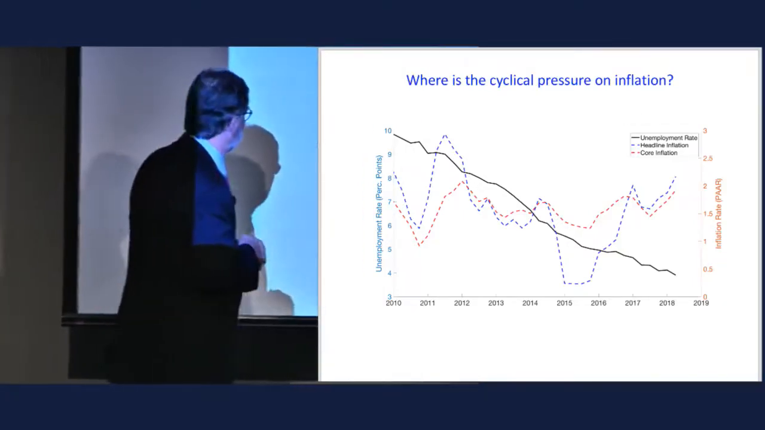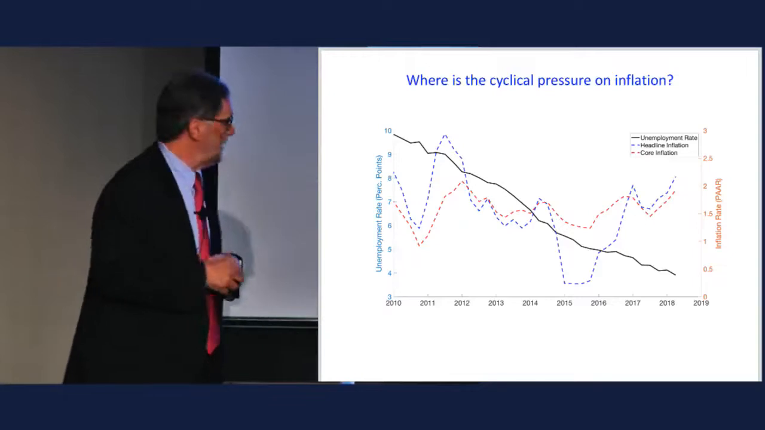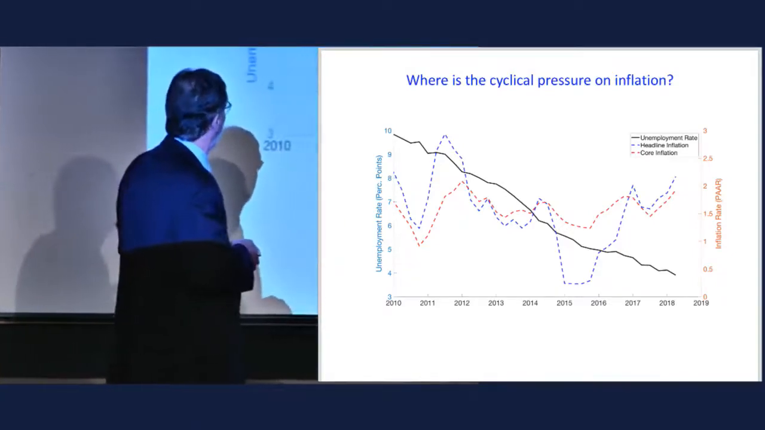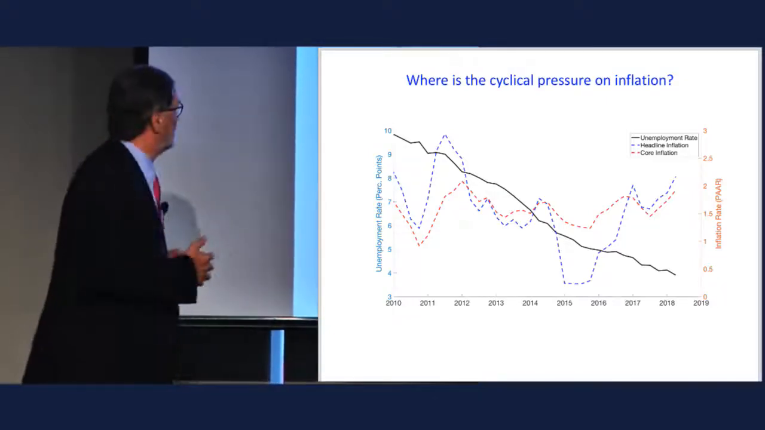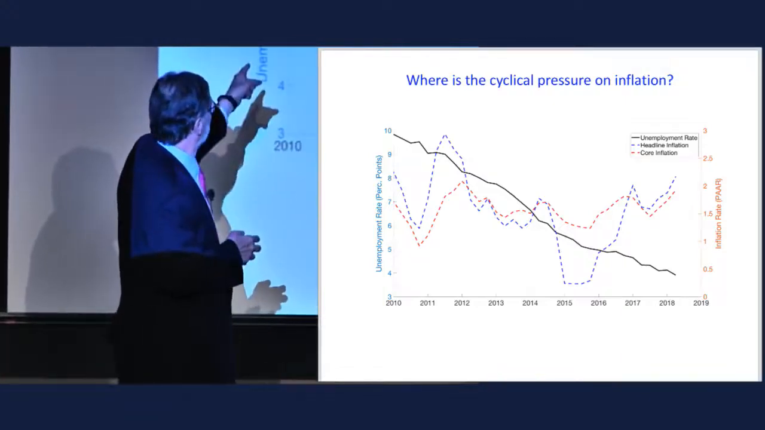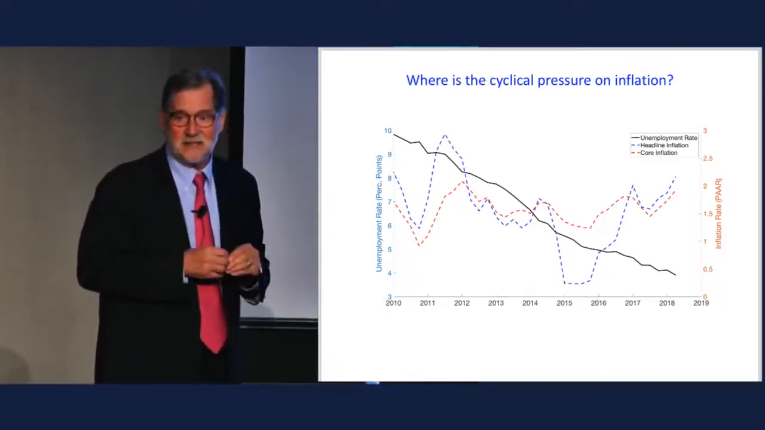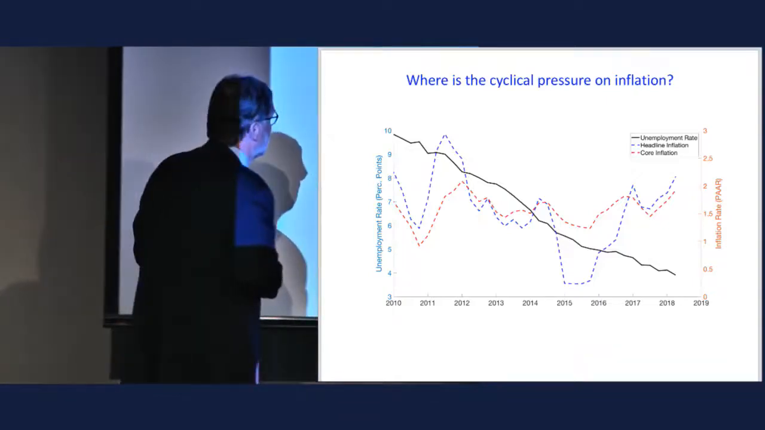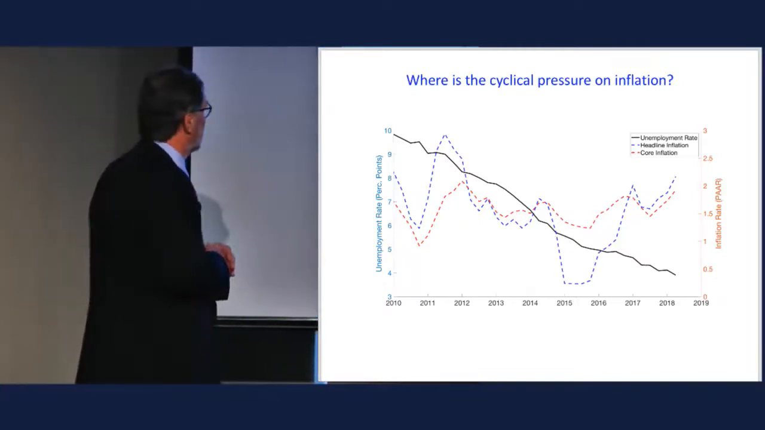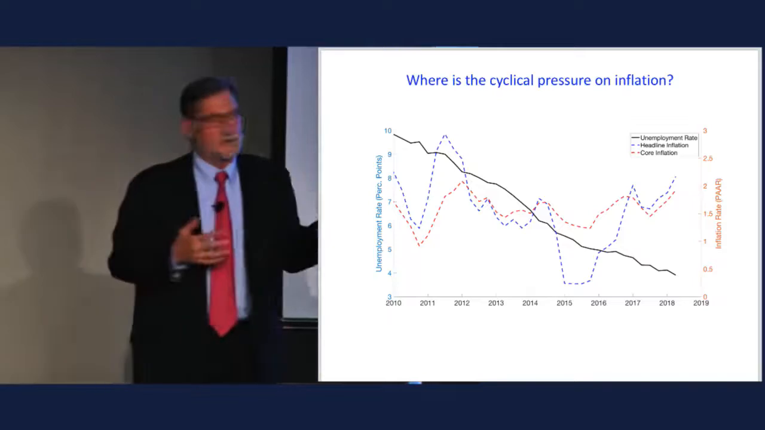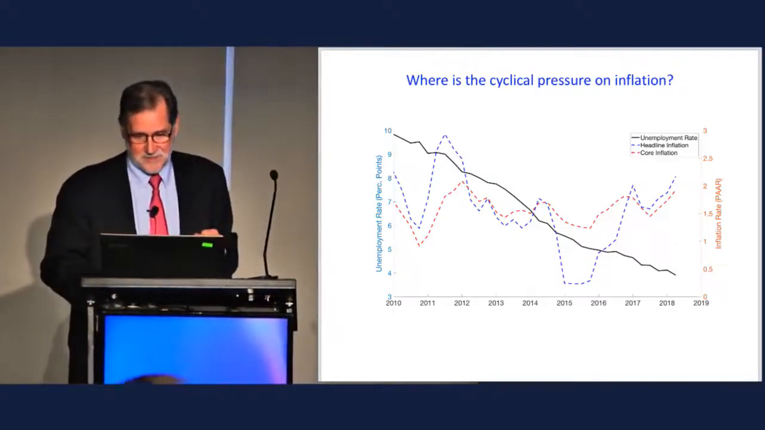So here's the unemployment rate in the United States from 2010 through the second quarter of 2018, and the unemployment rate has fallen from 10 to below 4. So a big change in the unemployment rate. What's happened to inflation? Well, not a whole heck of a lot. The blue line here is headline inflation, so this is headline PCE, personal consumption expenditures, and the red is core, that is excluding food and energy. There doesn't seem to be a negative correlation between these things. So that's the puzzle.